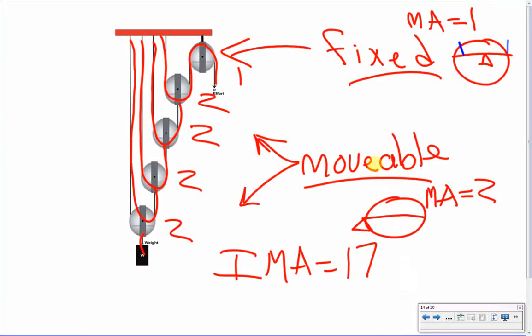Movable pulley, a rope goes through something like this and it lifts up and it's pivoting out on this end. So it has a mechanical advantage similar to that of a second-class lever. It has a mechanical advantage of 2. What we do is we multiply the mechanical advantages of each of the pulleys together. 2 times 2 is 4, 4 times 2 is 8, 8 times 2 is 16, plus this fixed one is 17.